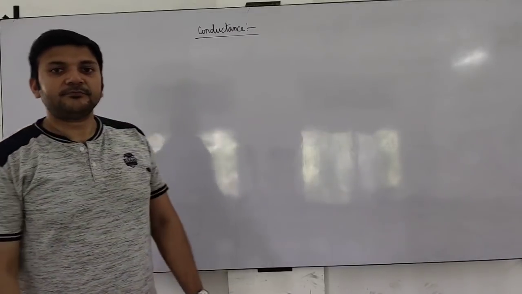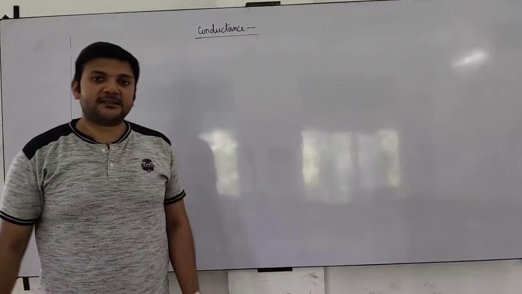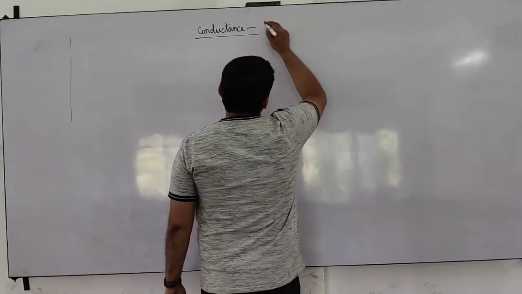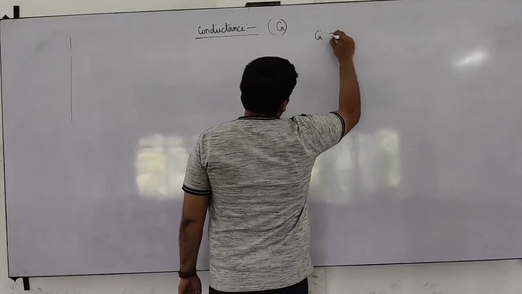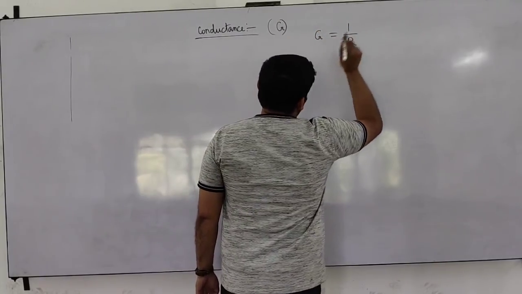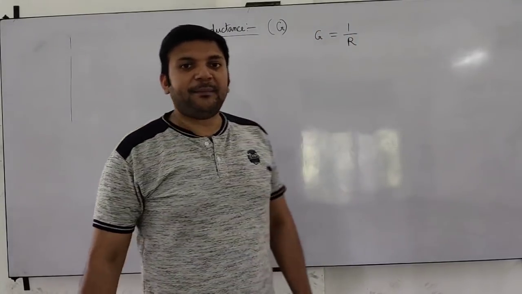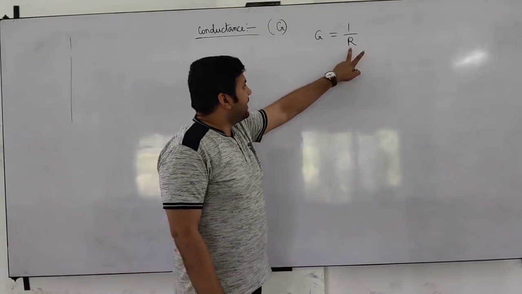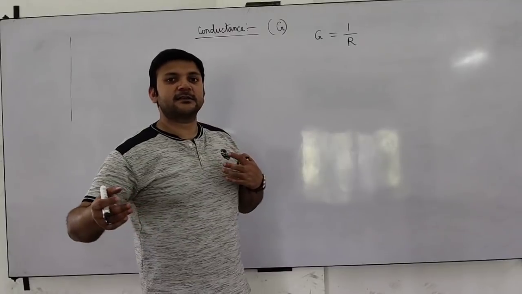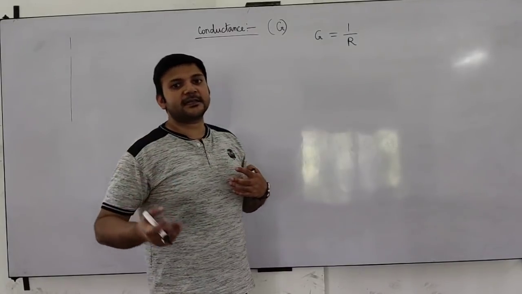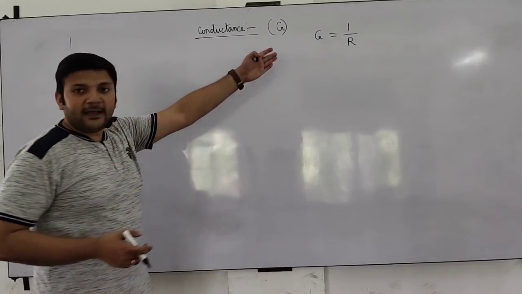Conductance. What is conductance? Capital G is equal to 1 by capital R. That means it is the reciprocal of the resistance, okay? So 1 by R.